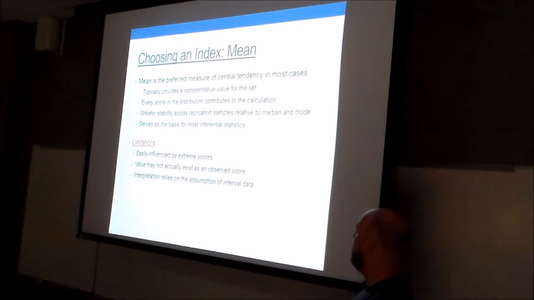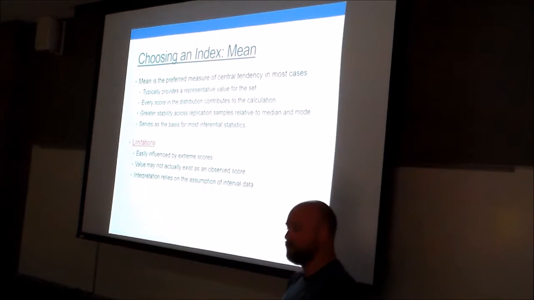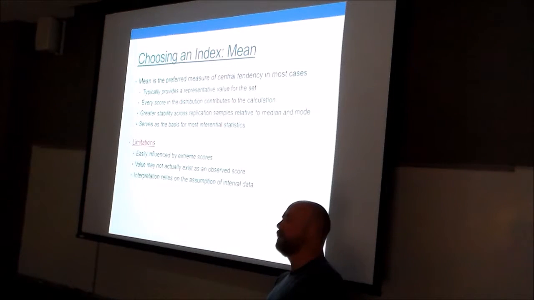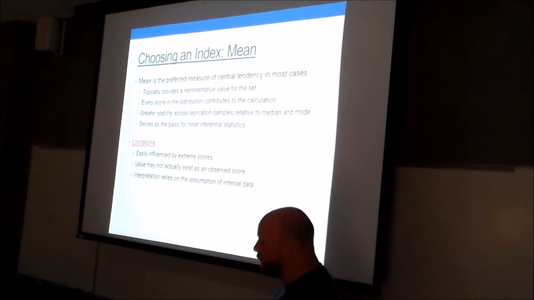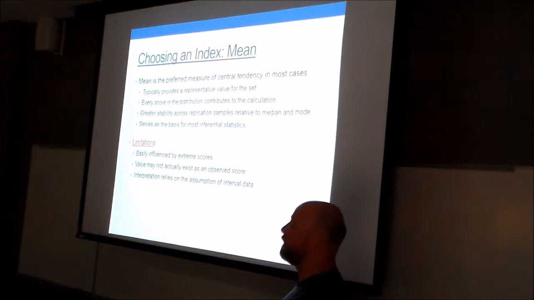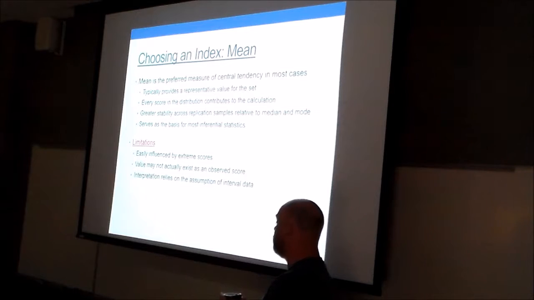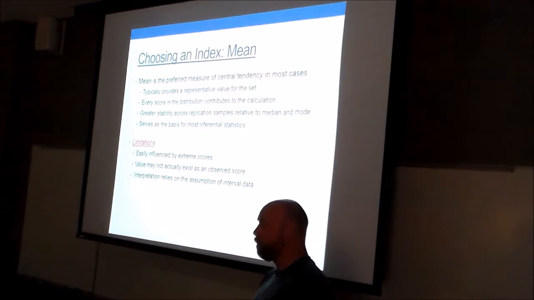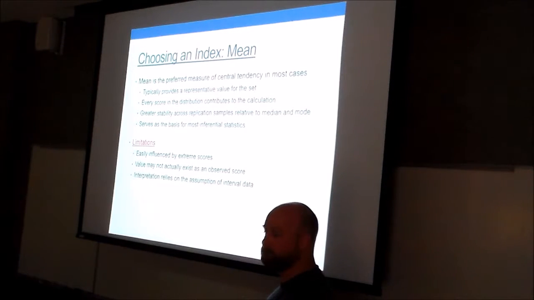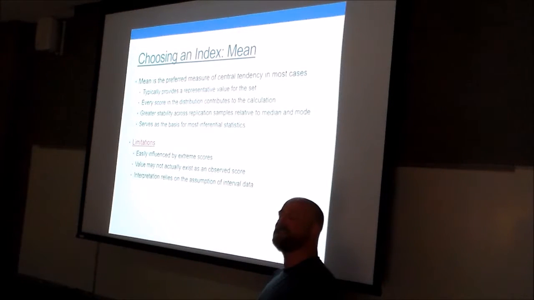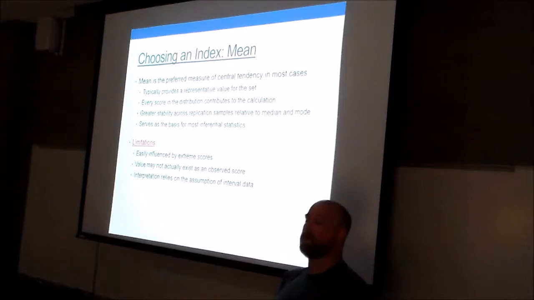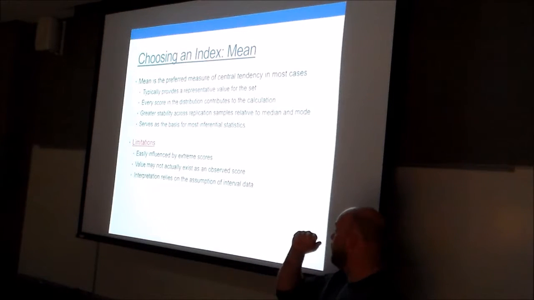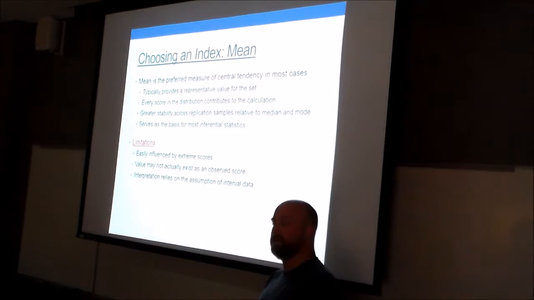Interpretation of the mean relies on the assumption of interval data. Someone tell me what that means. Why is that important and relevant? Or why, if we're calculating a mean, are we assuming an interval level of measurement? Thoughts, Rajiv? No thoughts? Take a guess. So why might it be important? We're going to attach some meaningful interpretation to the mean that we're working with. We're assuming interval level of measurement.